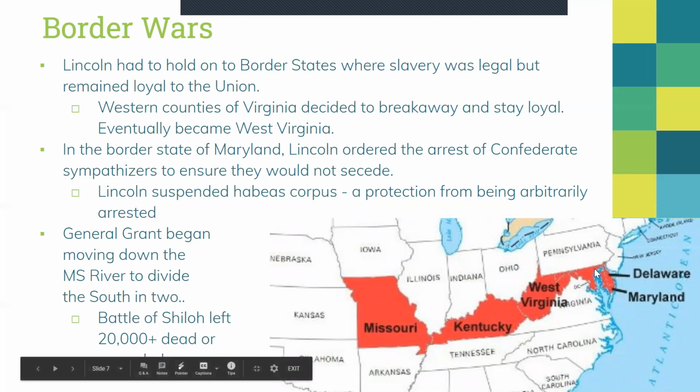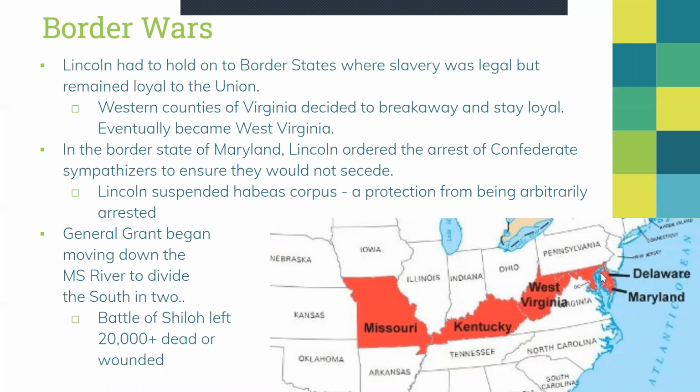In the border state of Maryland, Lincoln would order the arrest of Confederate sympathizers to ensure they would not secede. There was a fear that people who were pro-South would turn a state and convince them to secede and join the South. And so Lincoln would suspend this idea called habeas corpus, which protected people from being arbitrarily arrested. So that means that people didn't actually have to commit a crime. Lincoln and Northern forces would arrest people who they suspected of causing disloyal activities.